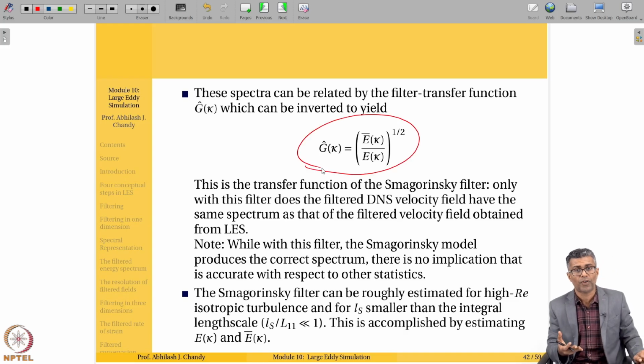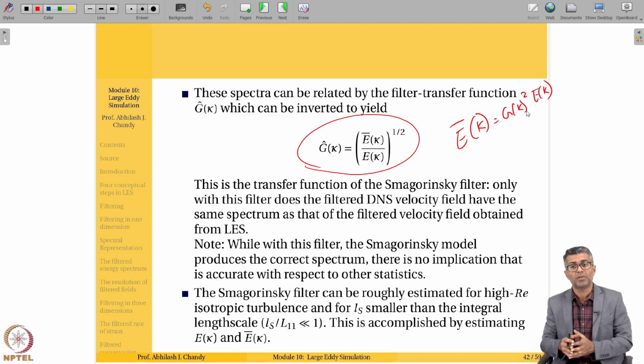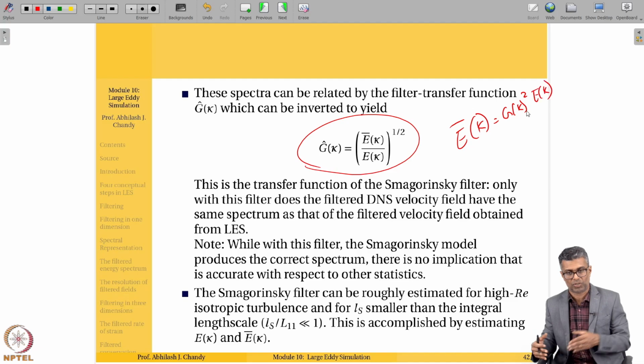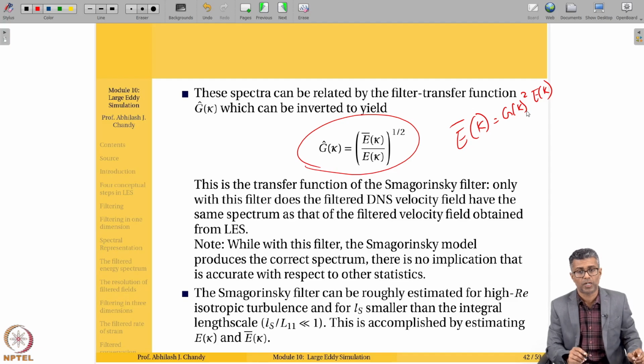So the transfer function is defined as follows. Remember, the filtered spectrum E bar is defined as G of kappa squared times E of kappa. Why is it squared? Because kinetic energy is the square of the velocity, so the filter function appears two times, as in squared. So when you want to calculate the transfer function, it's basically the ratio of E bar of kappa, the filtered spectrum, to the original spectrum from the DNS, and the square root of that. So this is the transfer function for the Smagorinsky filter, right?